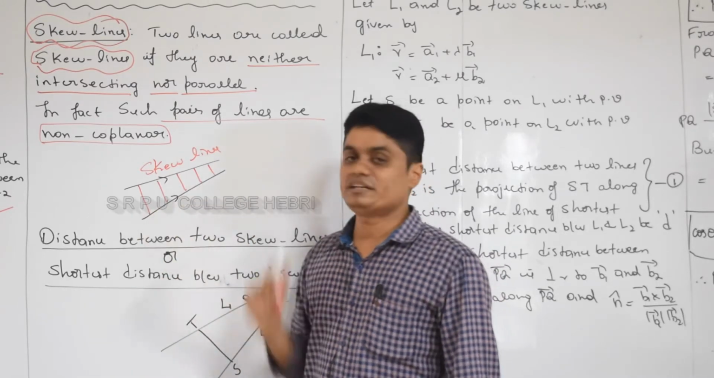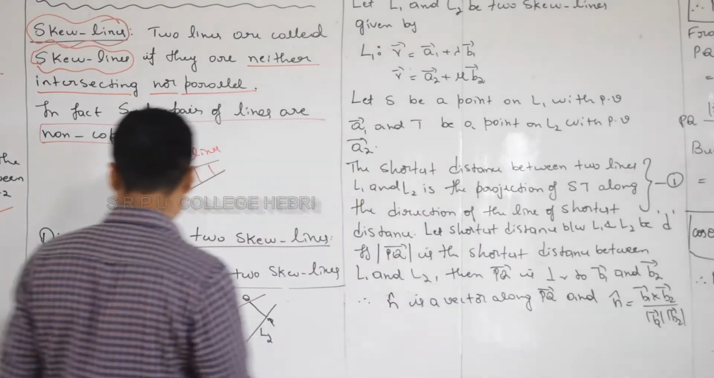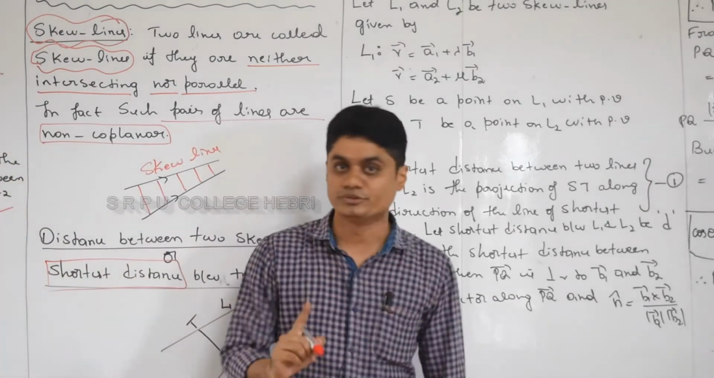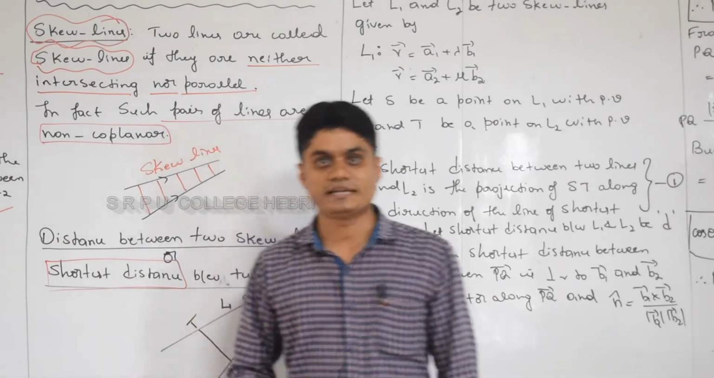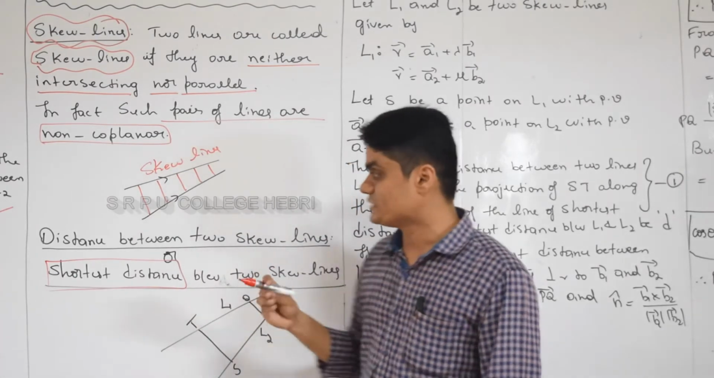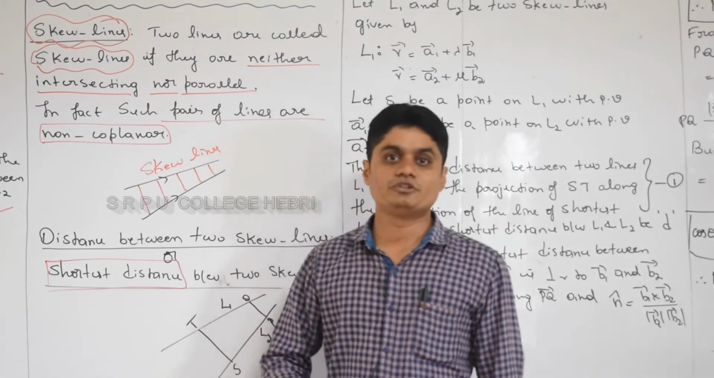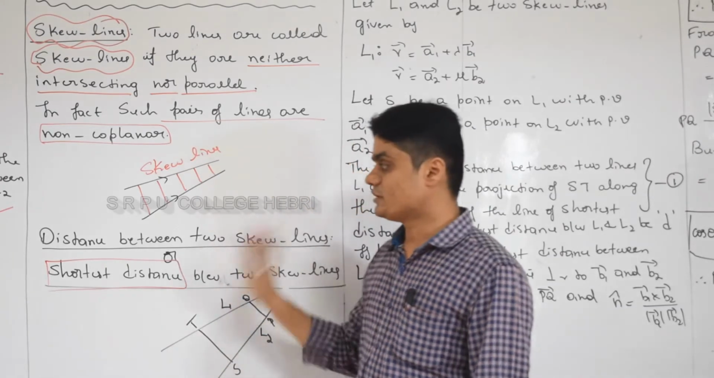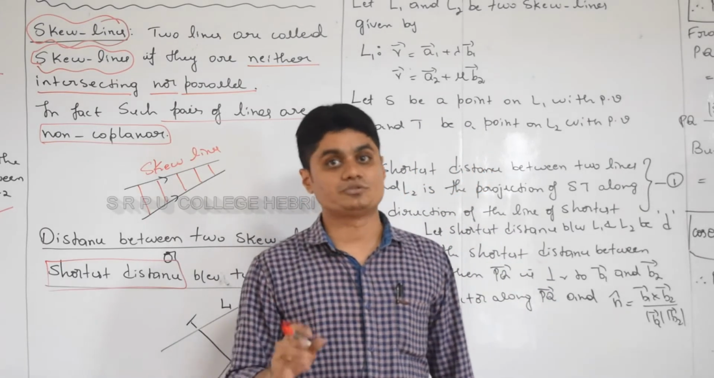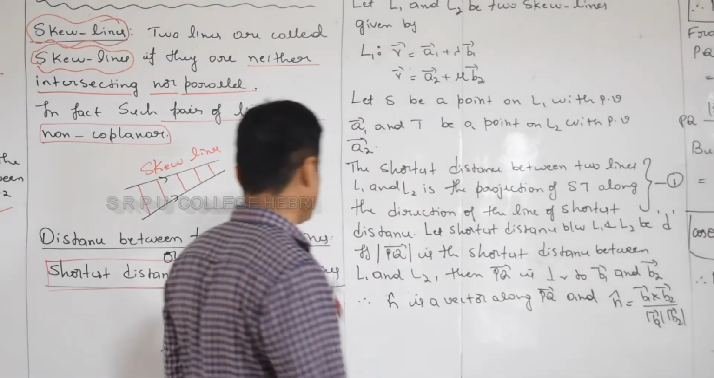Since there are so many different distances here, the distance is directly connected to the shortest distance. So we are going to find the shortest distance between the skew lines. That is unique. The shortest distance between the two skew lines will be unique here. If I use the word distance between two skew lines, that distance is not unique, so you cannot find it. So we are finding the shortest distance between the two skew lines, because that shortest distance will definitely be unique in skew lines.